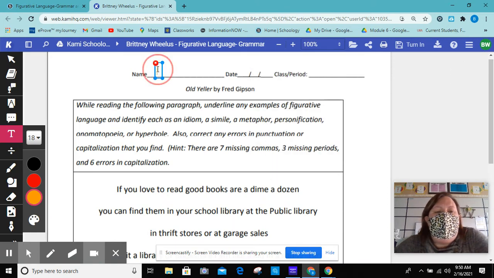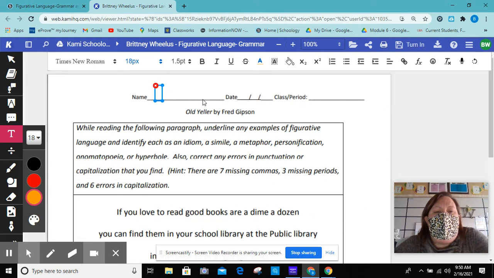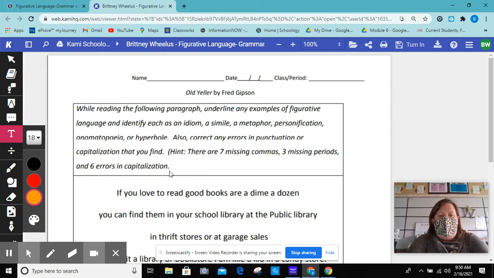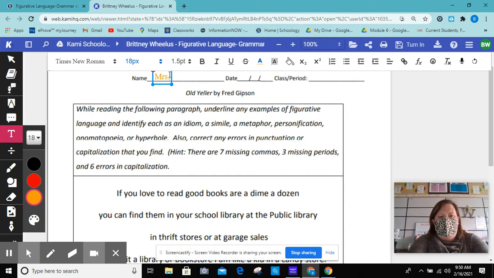Now, the first thing I want you to do is put your name on this document. Up at the top, go to your text box and put your name on this document. All right, today's date is 2/16/21, and you are in second period.